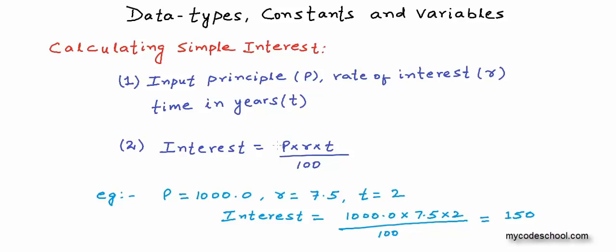If you look at this expression here, P into R into T upon 100, P, R and T here are variables. Variables by general definition are things that can change. In this expression, P, R and T can be anything. 100 in the denominator is a constant. A constant is something that won't change. 100 is 100 in any part of the world. We have the concept of constants and variables in programming also.